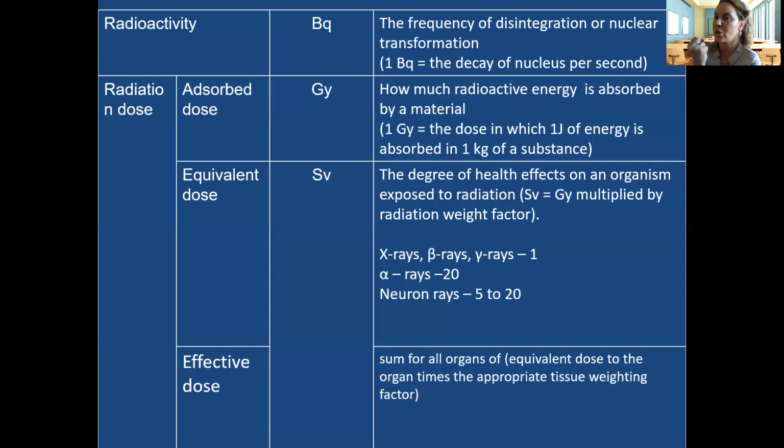So this is how much radiation we take inside. Equivalent dose in sievert is the degree of health effect on an organism from exposure to radiation. Sievert is gray multiplied by the radiation weight factor. X-rays, beta rays, gamma rays: 1. Alpha rays: 20, so very active, and neutron rays: 5 to 20. And effective dose is the sum over all organs of the equivalent dose to the organ times the appropriate tissue weighting factor.